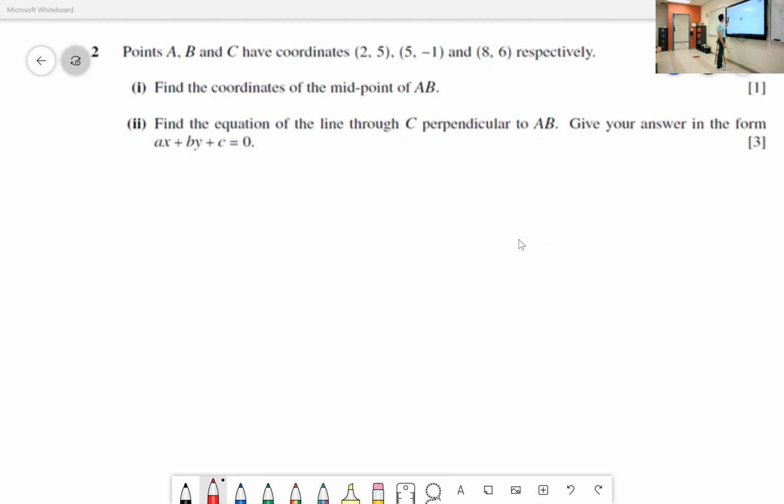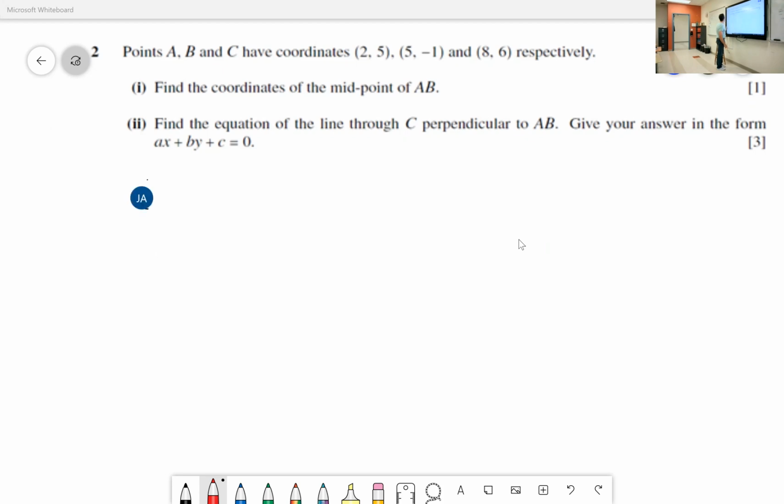Why is it writing like that? Wait, it has to write thicker. All right, so let me erase that part.